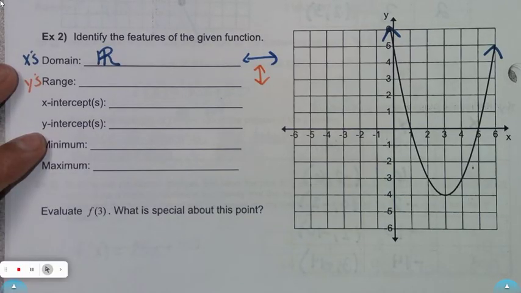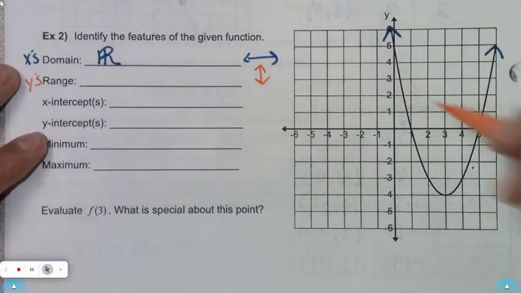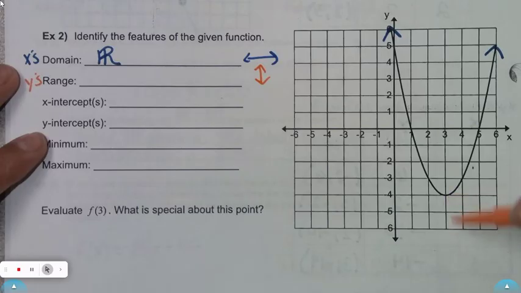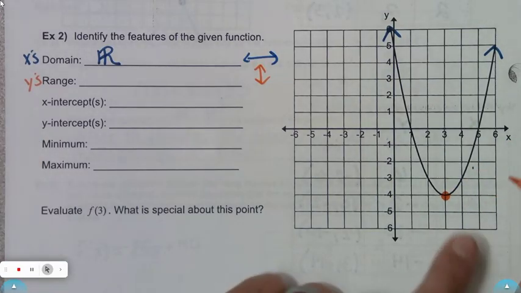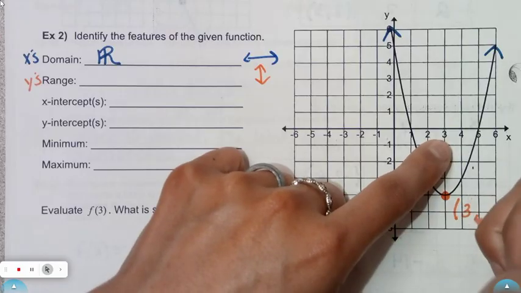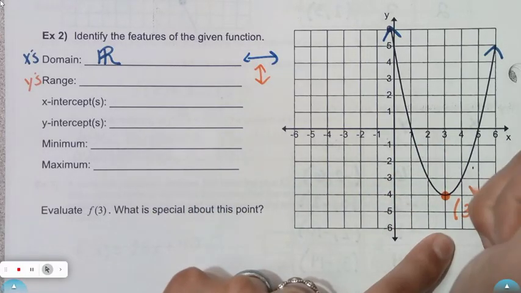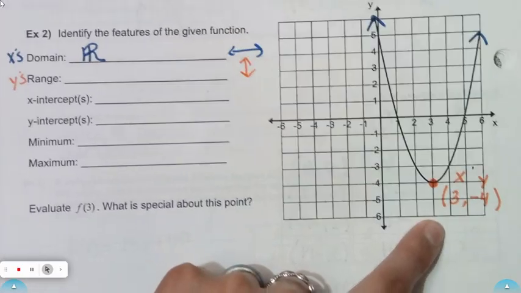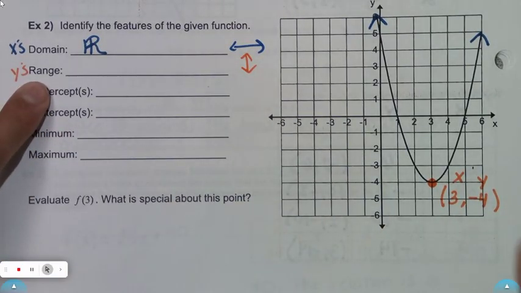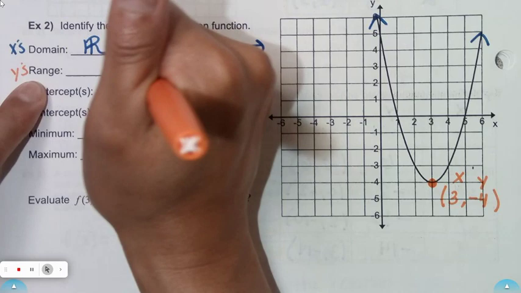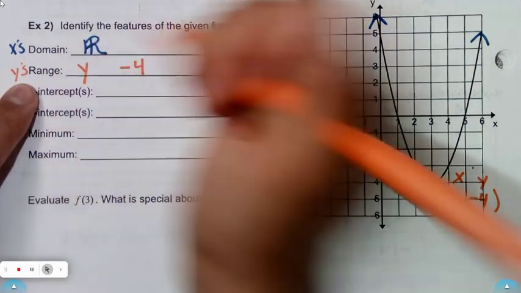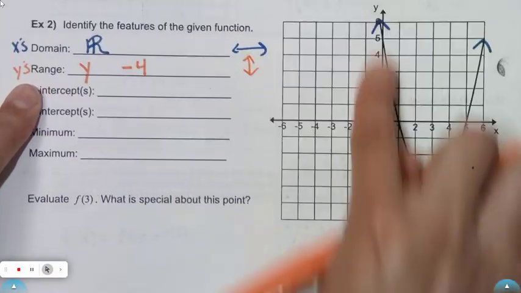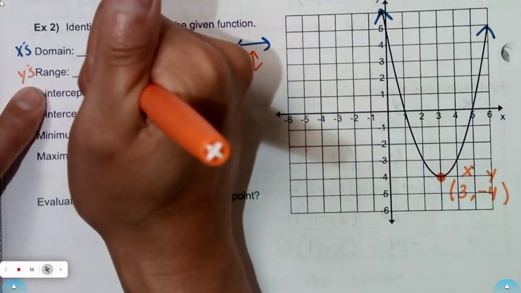So here you have to be careful. I go up forever, but I don't go down forever. You see how I can see the lowest point on my graph? I physically see this low point right here. Okay, I want to write the coordinates for that. That's at 3, -4. This is my x and this is my y. Remember, range is y's, so I want this number, this -4. Your range is associated with the letter y. And because your graph is pointing up, this is greater than or equal to.